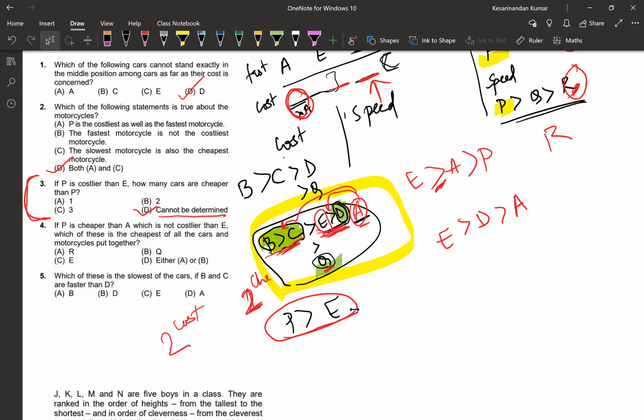So now what can we say about the order, guys? If we have this one and we have this one, combining these three, what should it be? B, C, E, D, A, P, Q, R. Yes. Okay, then which will be the cheapest one? R. Others? What do you think?